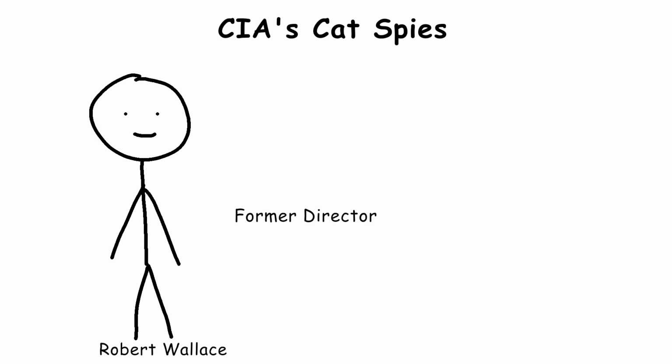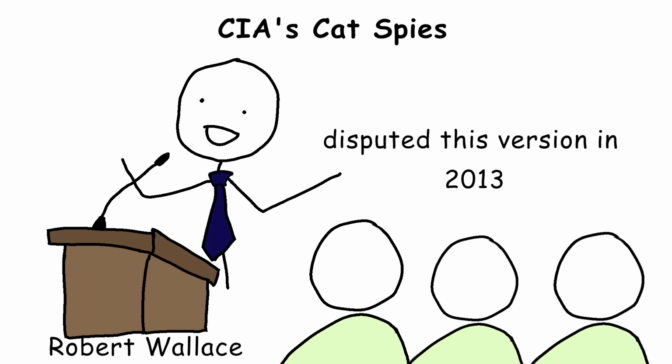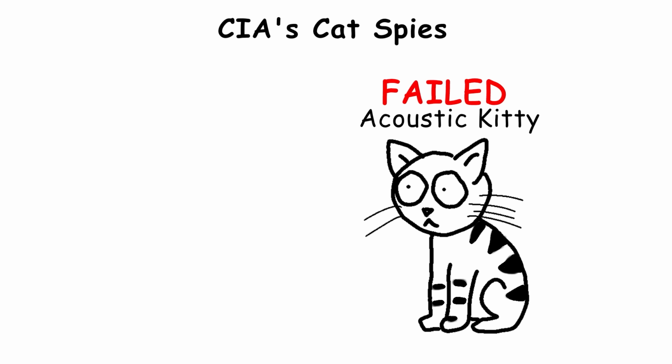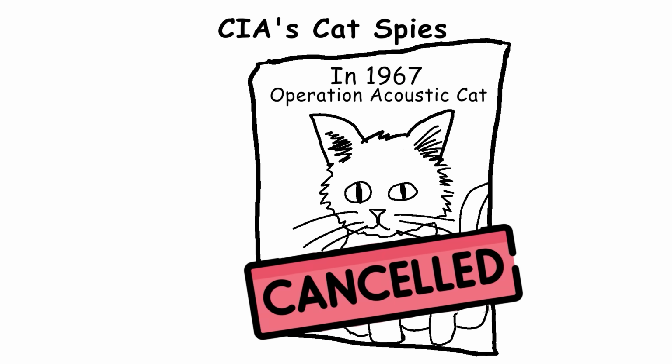However, Robert Wallace, a former director of the CIA's Office of Technical Service, disputed this version in 2013. He said the project was abandoned due to the difficulty in training the cat. This failure, accompanied by other failed tests, caused the project to get shut down in 1967.